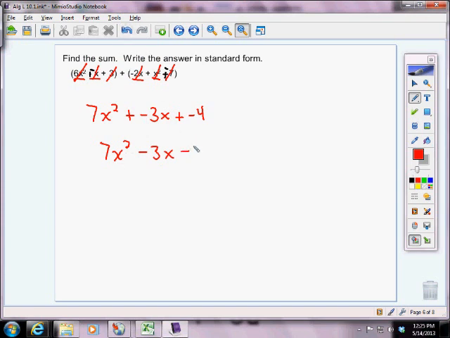These are equivalent. So again, change everything to addition, combine your like terms, and make sure to write it in standard form.